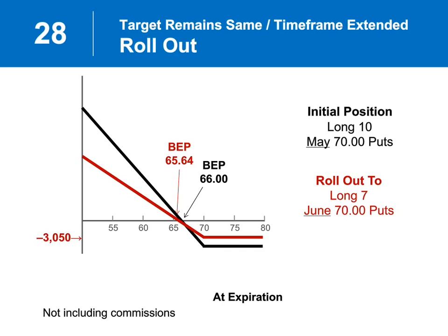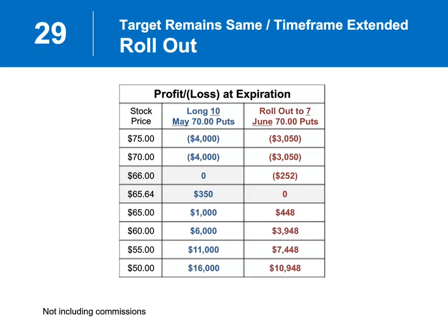And here's how it looks. We can see, if you go real quick down to the bottom, you can see if we hadn't rolled and we still had 10 of those May 70 puts in at expiration, the stock completely fell out of bed and went to 50, we obviously would have made more money than had we rolled to the 7 June puts. But, that's the art of investing. That's where the art comes in how we manage our positions.